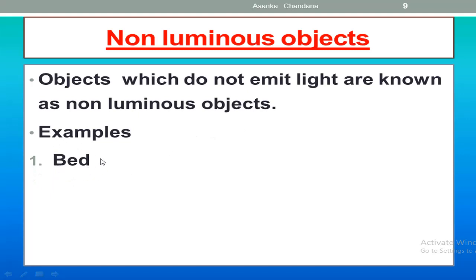A bed is unable to produce its own light, so it belongs to the non-luminous objects. Chair, table, and moon are also unable to produce their own light, so they belong to the non-luminous objects. But when we consider the moon and planets, they can be seen brightly, but they cannot produce their own light. They can reflect light fallen from the sun onto the earth, so therefore the moon is seen brightly.